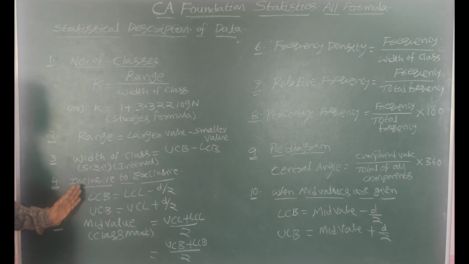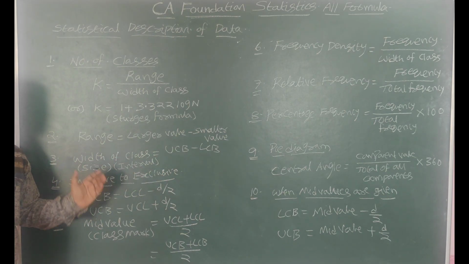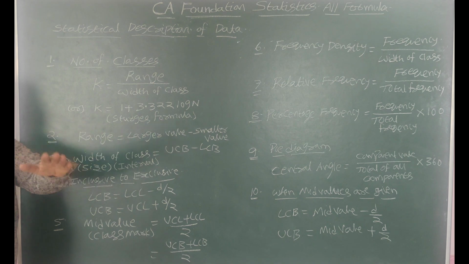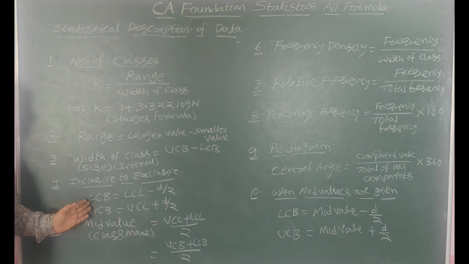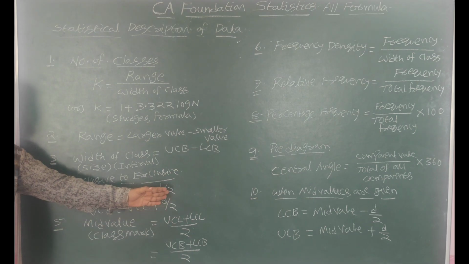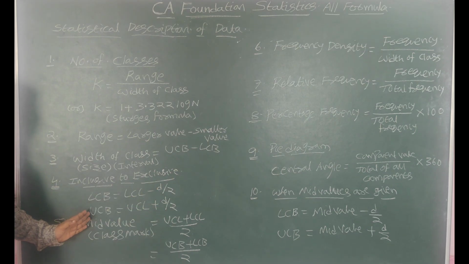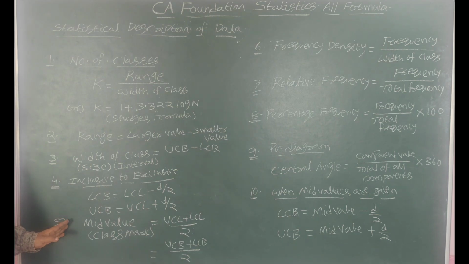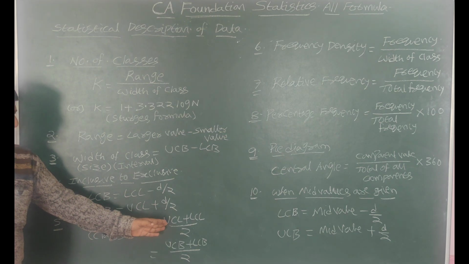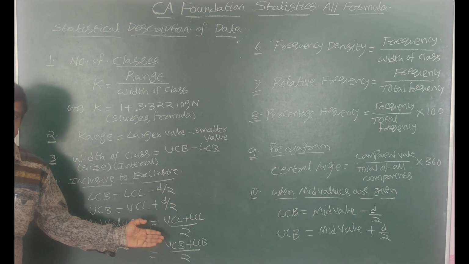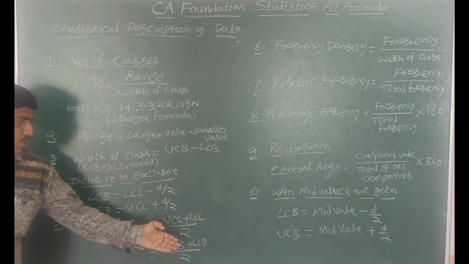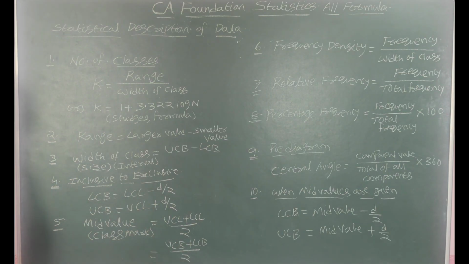Similarly, we know that we have to convert inclusive to exclusive. That means we have to convert limits to boundaries. On converting limits to boundaries, the formulas: LCB, lower class boundary, is nothing but LCL minus D by 2, and UCB, upper class boundary, is UCL plus D by 2. Similarly, for finding the mid value or class mark of the class, the formula is upper class limit plus lower class limit by 2, or UCB plus LCB by 2. That means boundaries, upper class boundary plus LCB by 2 also you can use.